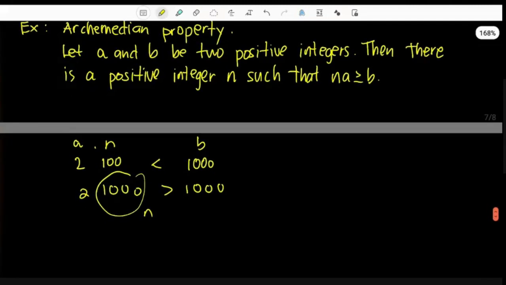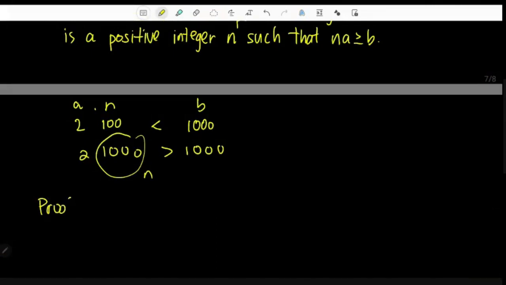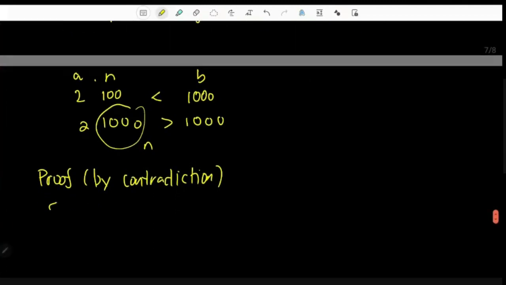Okay. So, let's prove this. So, we're doing it by negation or by contradiction. So, what do we need to assume? The conclusion is that there is an N such that NA is greater than or equal to B. So, let's assume the negation of that. So, suppose for any integer n, so for all integer n, yung n times A laging mas maliit kaysa kay B.